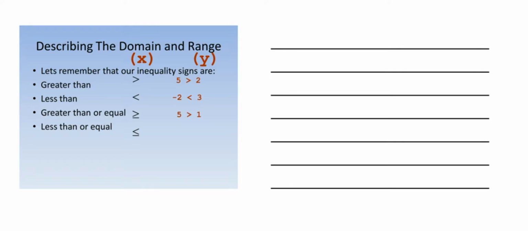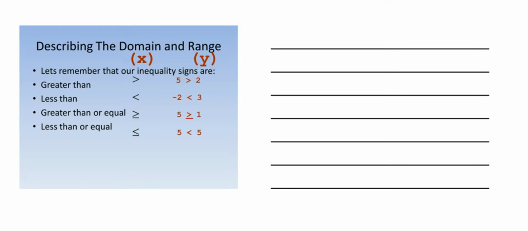5 is greater than or equal to 1. Is this true? Yeah, 5 is greater than or equal to 1. In this case, 5 is greater than 1. Once again, notice the arrow points, or the closing of our inequality points to the smaller value.